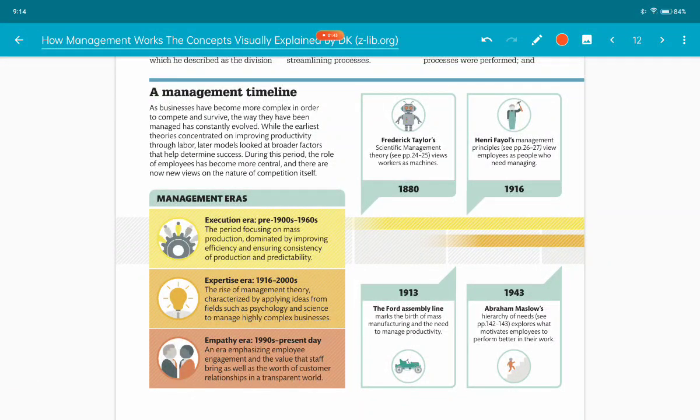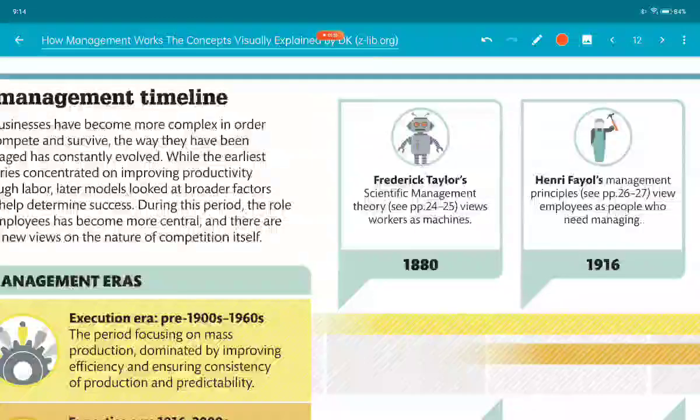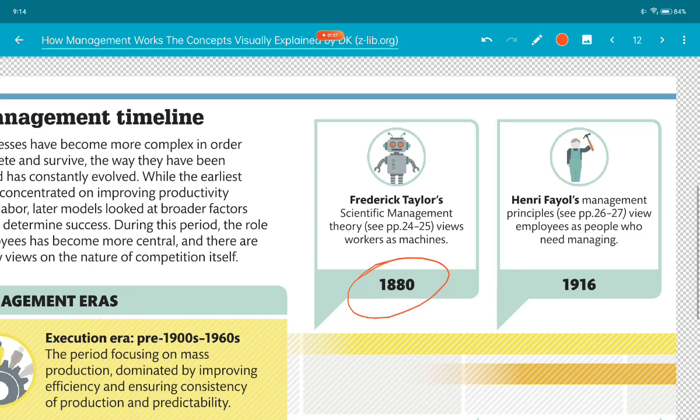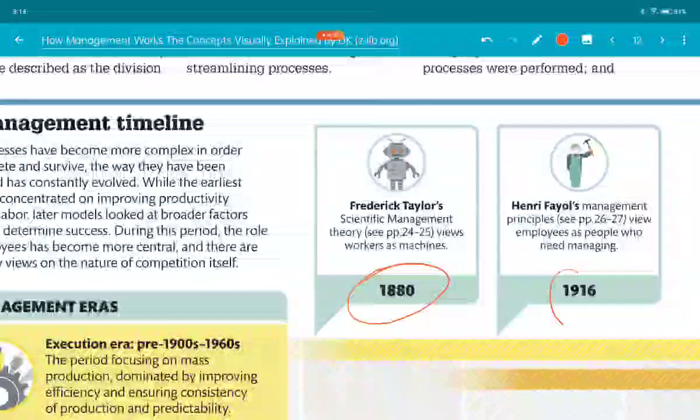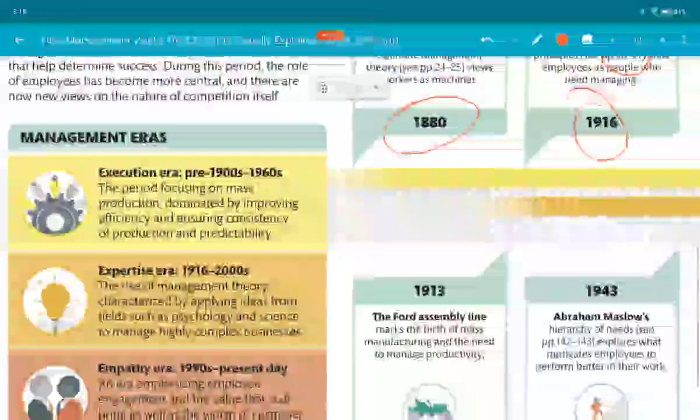Now, we will discuss Frederick Taylor's method, the scientific management theory. We'll discuss this later. Now, Henry Fayol's management principles, we'll also discuss on page 27. That is our upcoming topics.